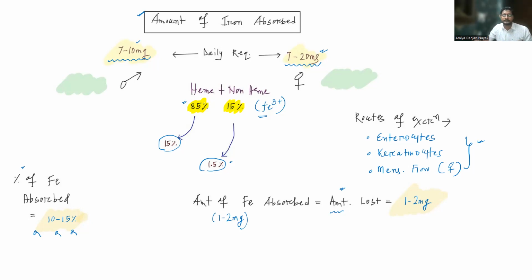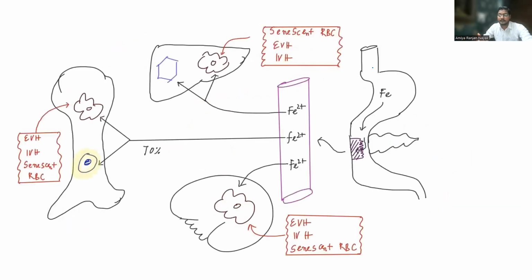Then what is the total amount of body iron in a male? It will be around 6 gram. 6 gram is the total amount of body iron in a male, and in females it is around 2.5 gram. So these are all the numbers you have to remember. Now if you understood this, we'll go to the actual flow of iron in our body.